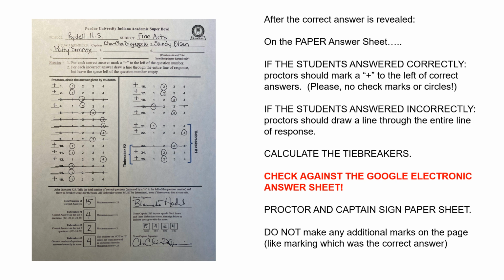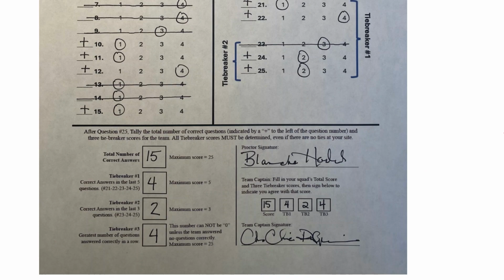So let's take a look at that sheet a little bit closer. We've already talked about signing everybody in. So let's just look at the bottom of this where we've marked correct answers with a plus and drawn a line through the incorrect answers. And then you will calculate the total number of correct answers. Go through and count your pluses. Tiebreaker number 1 is correct answers in the last 5 questions.